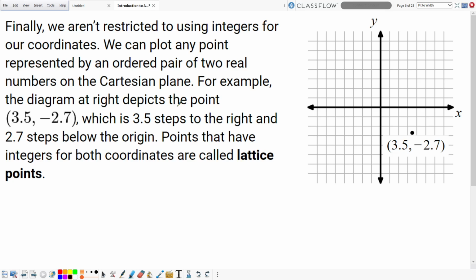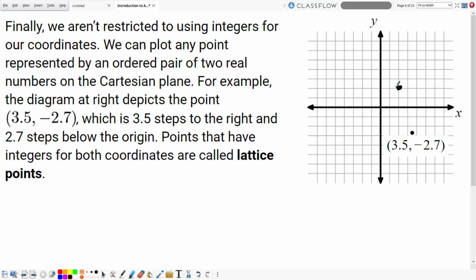We aren't restricted to using integers. Integers are whole numbers. It just means with the coordinate system, we're allowed to use decimals, negative numbers, even fractions if you want, but you don't see fractional numbers in your ordered pair too often. But when you do only have integer values in your ordered pair, that point is called a lattice point. And you can tell a point is a lattice point if it ends up on one of these intersections of the lines in the grid.